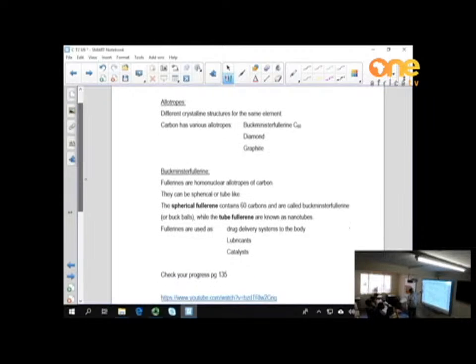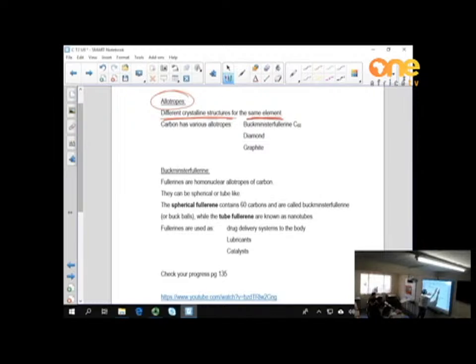Now, the next term that we have to have a look at is something called an allotrope. Nice new definition. Have you done allotropes before? Nope, you've not. So allotropes are different crystalline structures for the same element. A very, very well-known example is diamond and graphite. They are both made out of carbon, but we get 2 different crystalline forms. They are formed under different conditions.